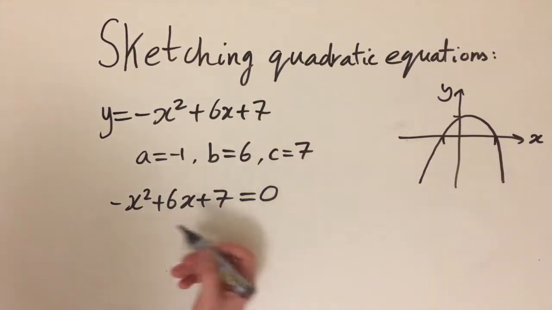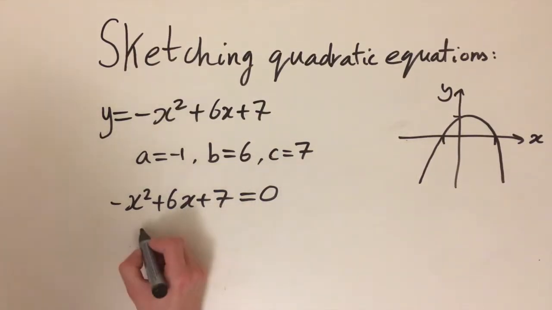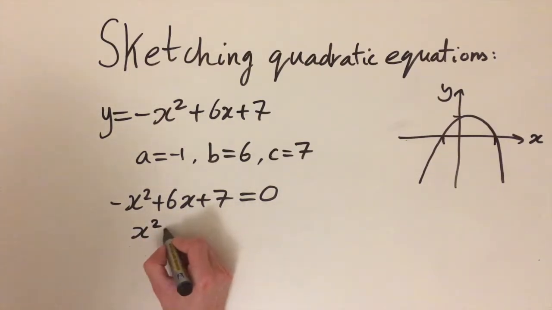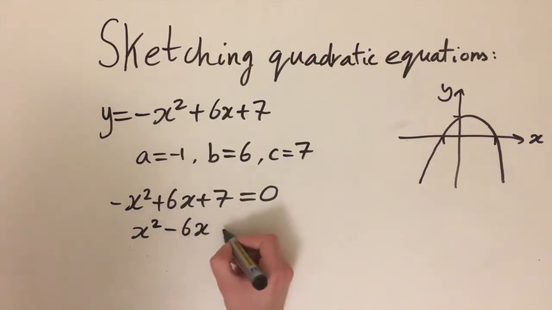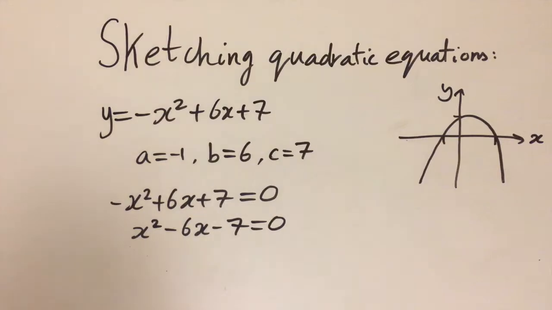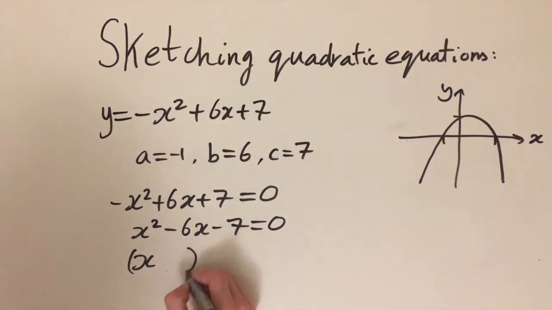And this is just a quadratic equation, so we can solve this using all the methods you know. First off, we're going to multiply through by minus 1. This is going to make it a bit easier to deal with. We have x squared minus 6x minus 7 is equal to 0. And then this equation we can actually factorize. So this has a nice form.